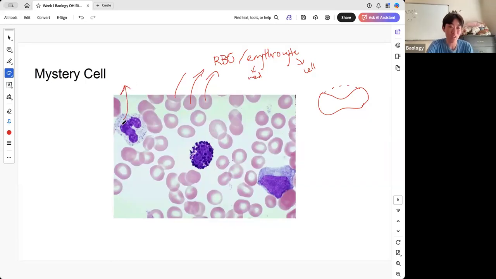Now let's talk about this cell because I'm pretty sure I know what it is. Everyone say in chat what you think this cell is. Okay, I trust you. I'm not the best at histo, but this is probably a neutrophil. And a neutrophil is the most common type of white blood cell.